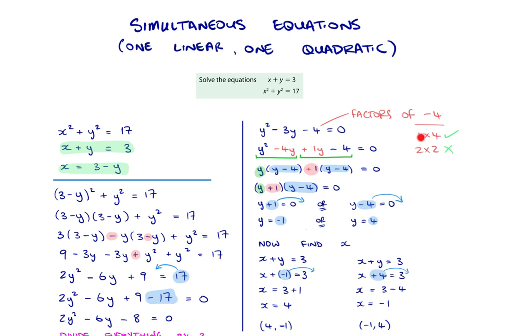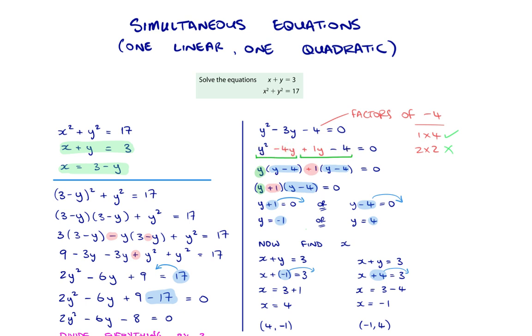So I put in a minus 4 and a plus 1. And as you can see, the value of this hasn't changed. So your quadratic here still has the same value. I'm just writing this negative 3y differently. The reason I'm doing it like this is because if I have 4 terms, I can group. And that's what I went on and did.